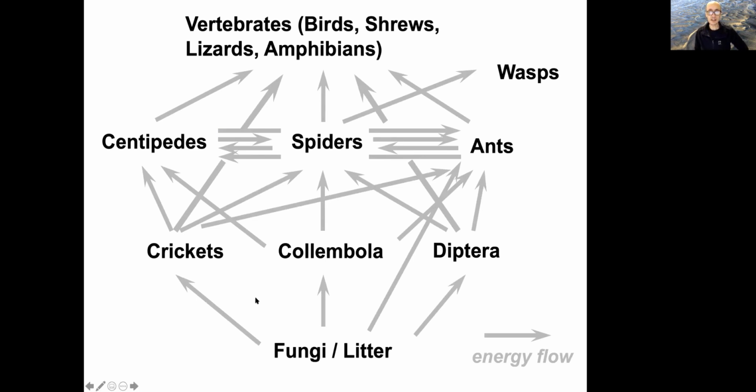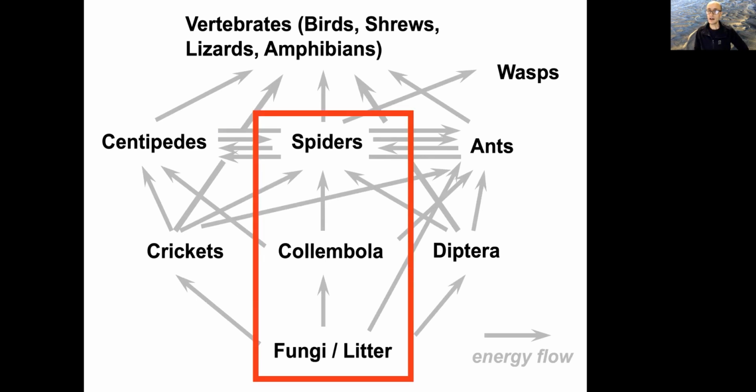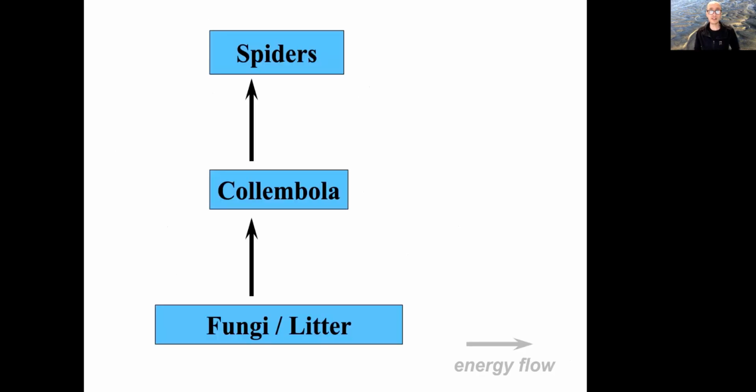Now, in the forest system, what Wise did was he focused on this particular set of interactors: fungi and the litter, the collembola, and the spiders. These were numerically some of the most abundant organisms that were there. And he thought that understanding the interactions between these could shed some light on how litter gets processed.